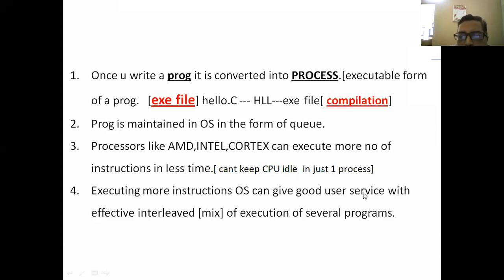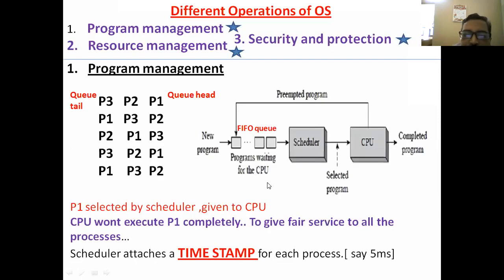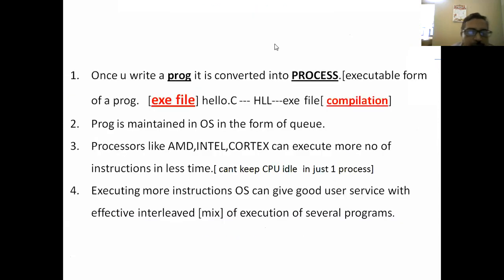So by executing more instructions, the OS can give good user service. By the execution of more number of processes, our OS will be able to give good service for the users with effective mixing of execution of several programs. As you can see here, in the queue we have stored so many programs. So we have an effective mix of all the programs in the queue, where the CPU gives enough time for each and every process. Hence, the CPU can attend to all the programs.